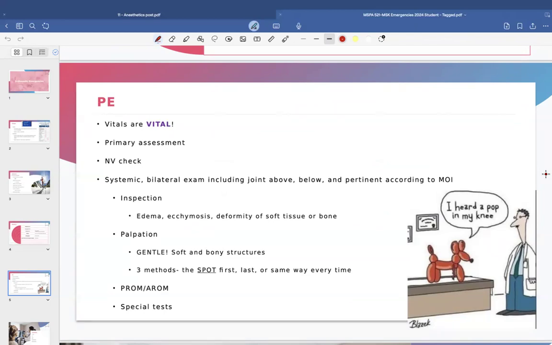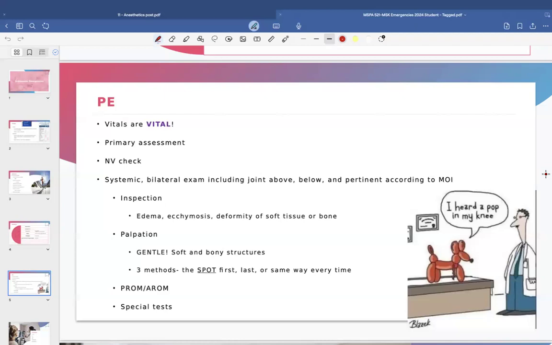Anybody know the difference between PROMs and ROMs? Awesome, perfect. And then special tests. Some of those are like if you're testing for myelopathy, different things like that. Everything has its own name, people like to name stuff. So if there is a certain area or something that you are concerned about, and we'll go through some individual scenarios, you may need to perform some special maneuvers as well.